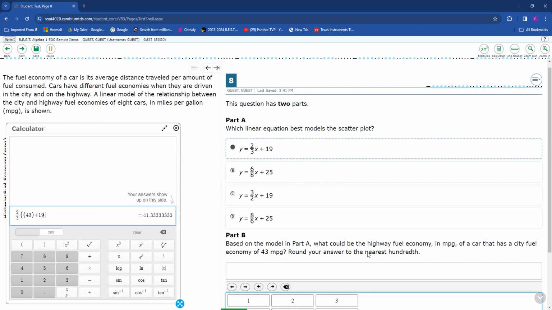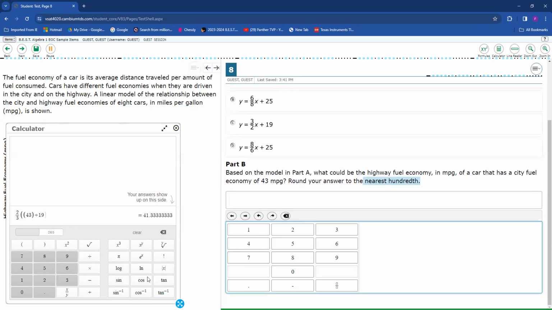41.33 rounded to the nearest hundredth, right? As it says right there, to the nearest hundredth. So we know that this needs to stay at two decimal places, so it's 41.33. Make sure you're looking at the screen so you don't make a simple mistake like a typo. 41.33. And that's all there is to that.